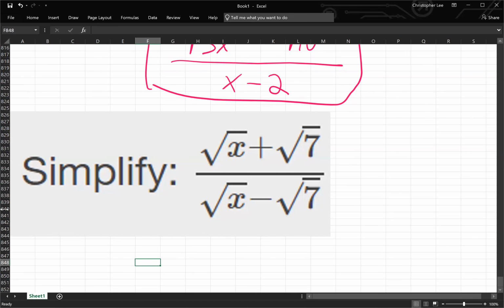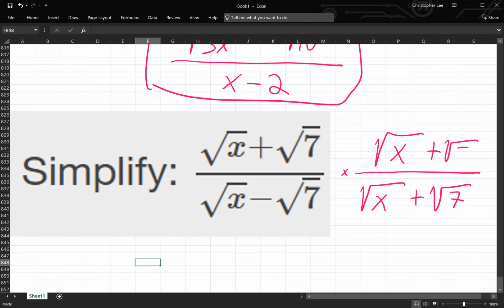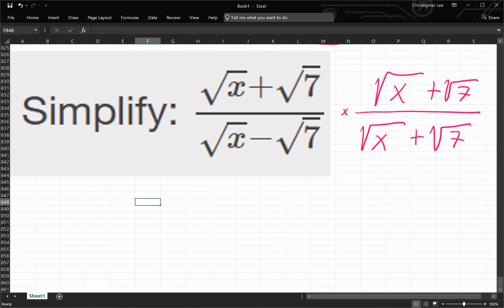Fire, right? So square root of x plus square root of 7 over square root of x minus square root of 7, right? Now check this out. The numerator is legal, but the denominator is illegal. So what am I gonna multiply this by? Exactly, right? The conjugate of the denominator. But what I do to the bottom, do to the top. Square root of x plus square root of 7. So what's that going to be?